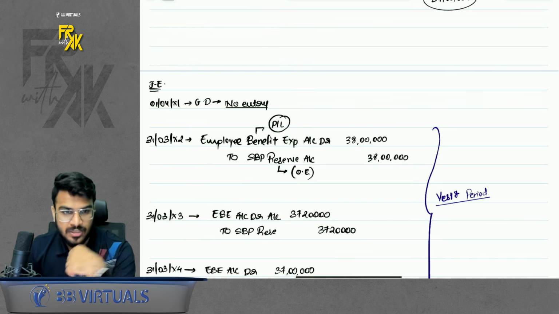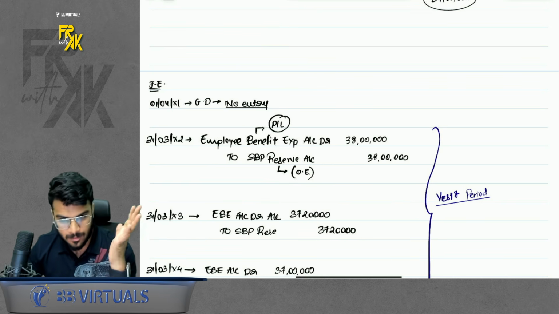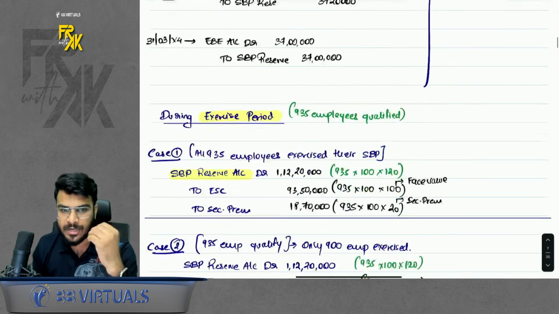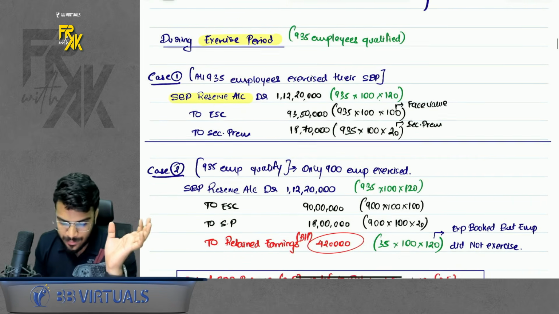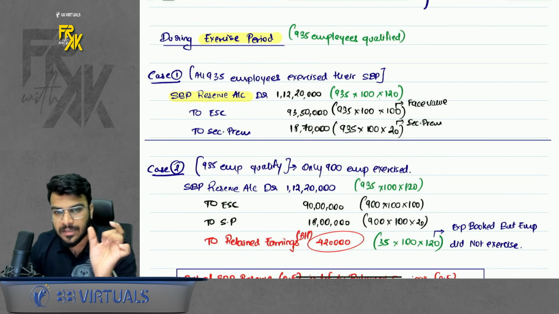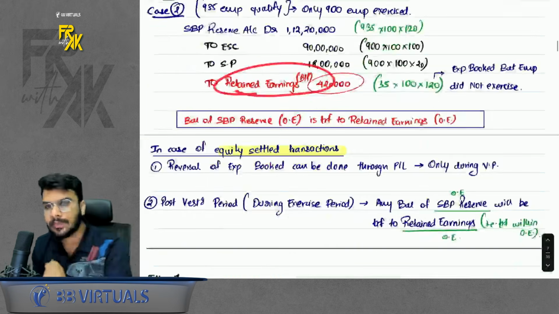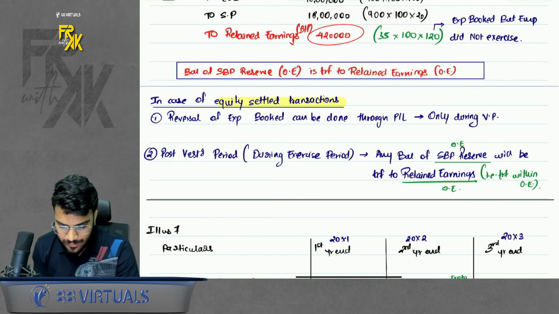How will you book the expenditure? You will pass a simple entry: employee benefit expense account debit to SBP reserve account. Okay, and whenever you issue the shares, you will say SBP reserve to equity share capital to security premium. By chance, during exercise, if a few employees do not exercise the option, transfer the balance to retained earnings.